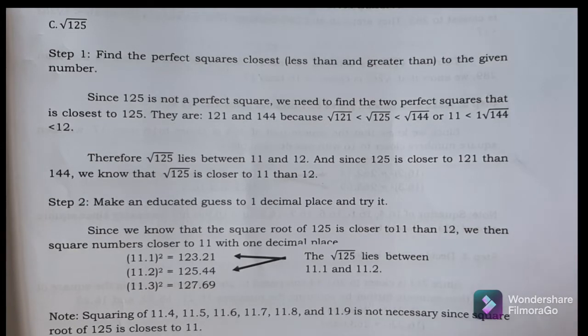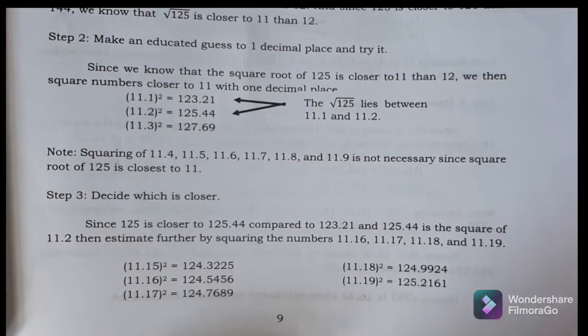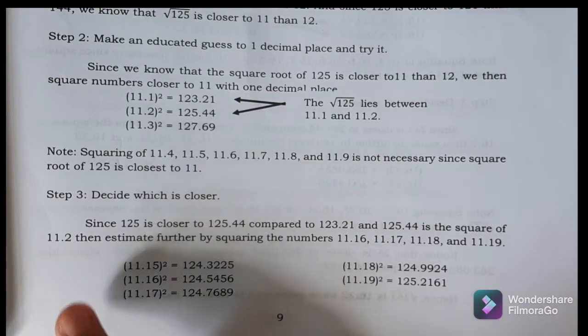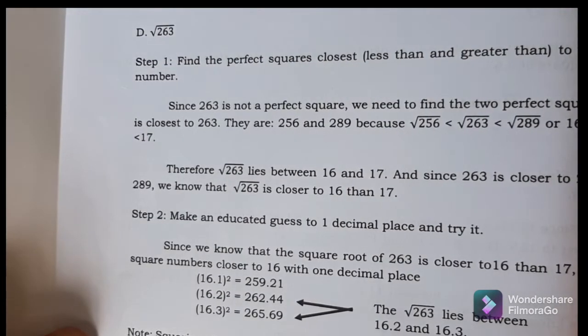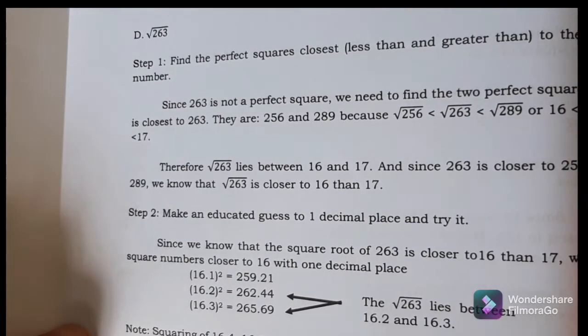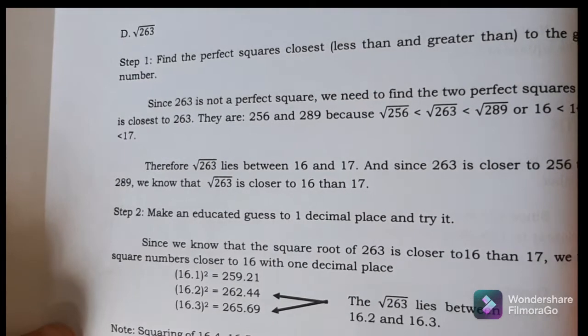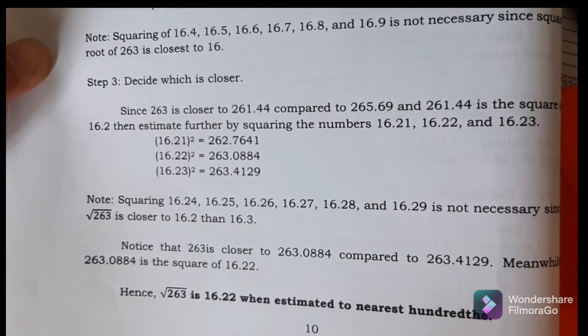That would be the best way for you to determine whether you really understand how to estimate the square root of a given number to the nearest hundredths only. Then finally, for your step 3, then another example, finding the square root of 263. You have there from step 1 to step 2. Then finally, proceeding to step 3.